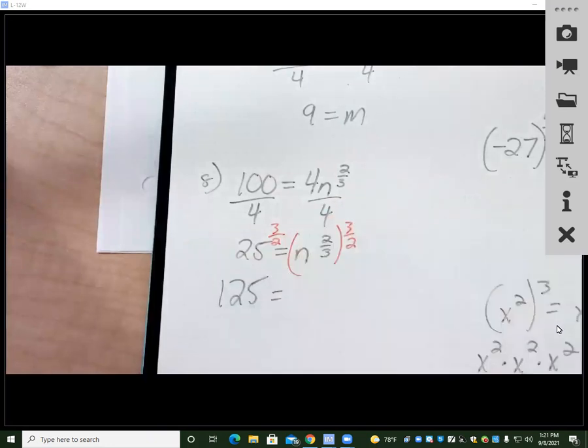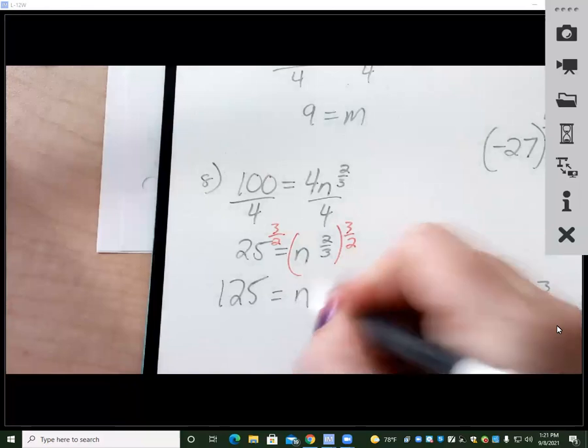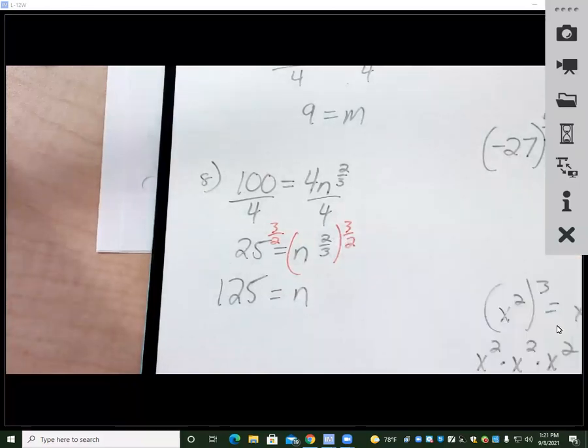And then on the right, what's that? What's the right-hand side become? Yeah, it's just n. Because 2/3 times 3/2, when I raise that power to the power, it cancels. So I'm just left with n to the first, or n. Yeah. Because you're taking the square root in this case, because it's even, because you also need the positive or negative.